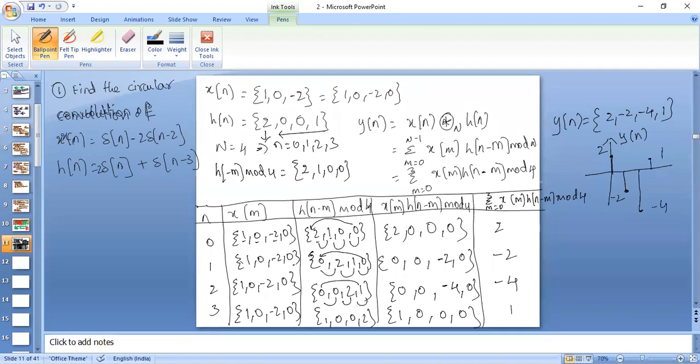Is it clear? If you have understood the tabular method, we will move on to the matrix method. Matrix method is much easier compared to the tabular method. Is it clear or not? Okay, fine. Then let us discuss the matrix method.